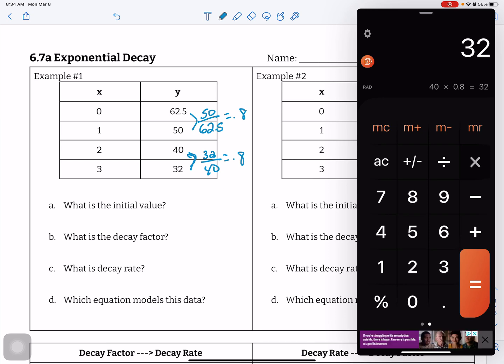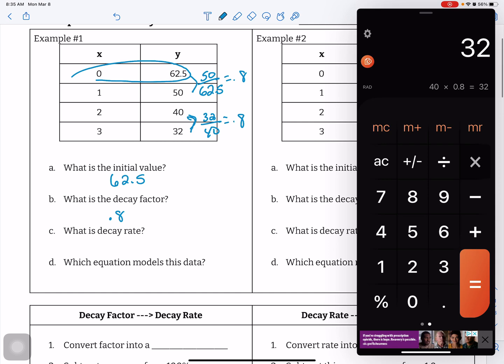So our initial value happens at 0, so 62.5. If we didn't remember, we could multiply back to get that next number. Our decay factor is 0.8. A decay factor has to be between 0 and 1. It can't be negative, because when you're multiplying by it, it would go negative, positive, negative, positive. That's not what we're looking for here.